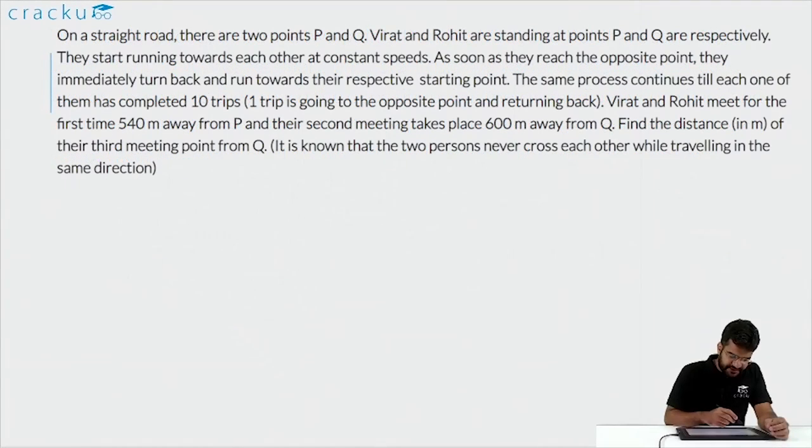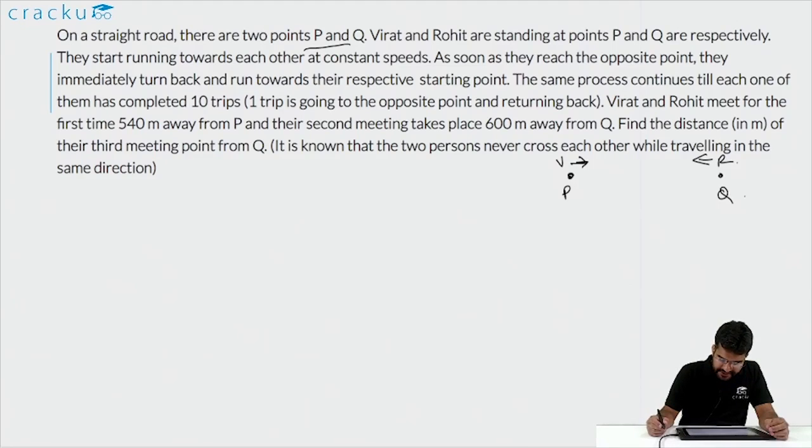Okay, in this question it is given that on a straight road there are 2 points P and Q. Virat and Rohit are two persons who are standing at points P and Q respectively. So suppose this is P and this is Q. Virat is standing here and Rohit is standing here. They start running towards each other at constant speed. So Virat is going towards Rohit and Rohit is going towards Virat.